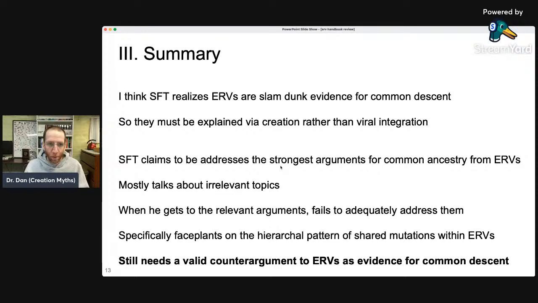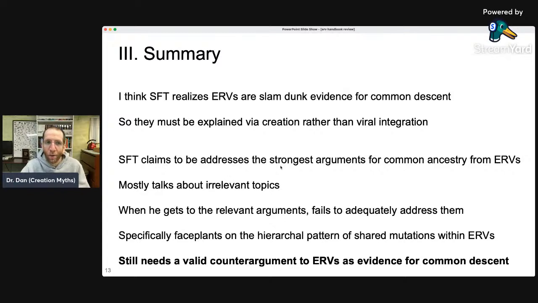All this other stuff, completely irrelevant. Most of this book, it's 170 pages, probably 150 pages of this book, not relevant. 140. Let's be generous and say 30 of them are relevant. Most of this book, not relevant to the actual question. And when he does get to the part that's relevant, doesn't do a good job at all.